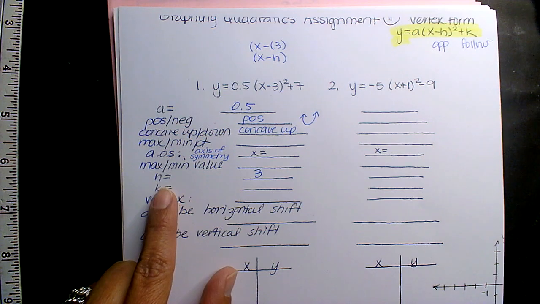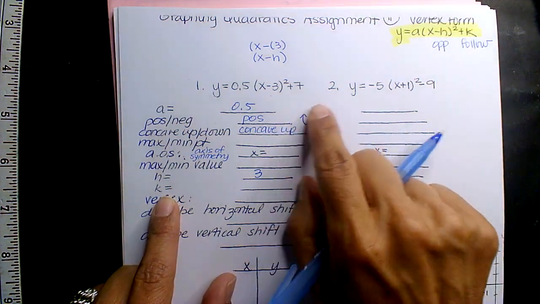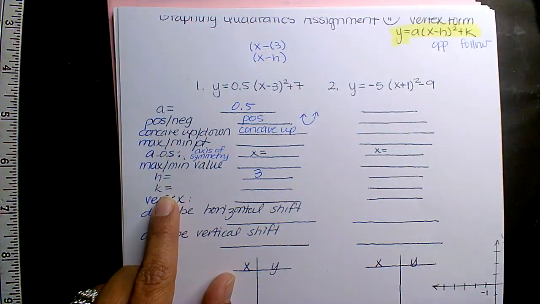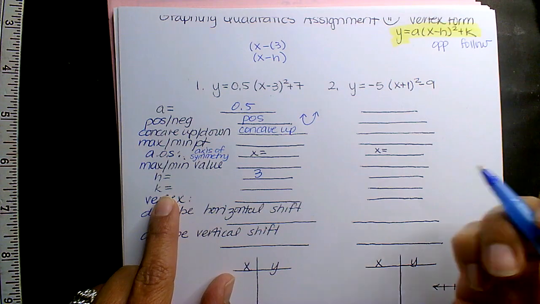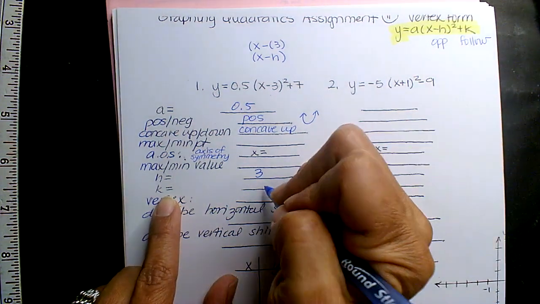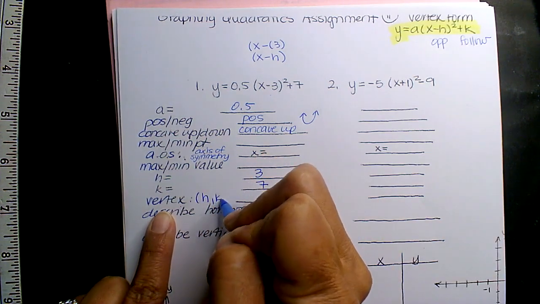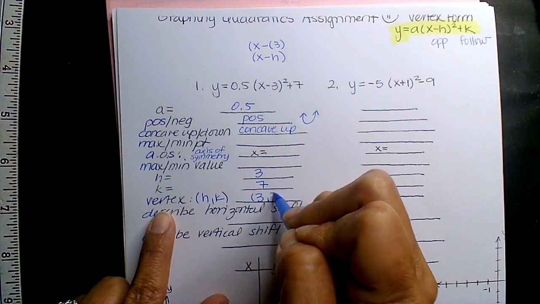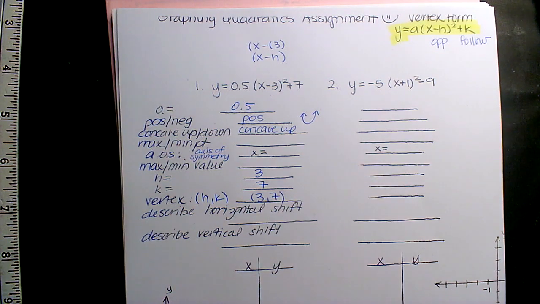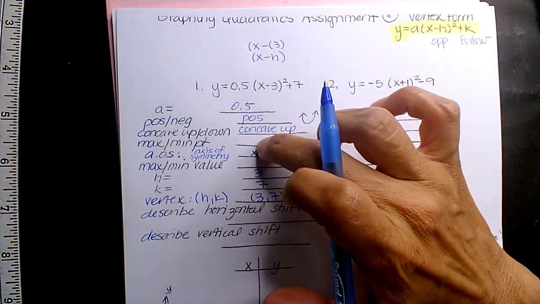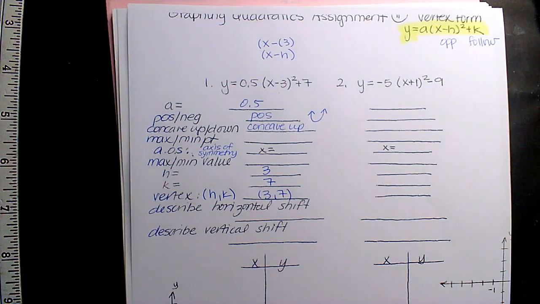Yeah? Okay. K value, you follow it because it's plus k. So whatever the number is, that's the value. So what's k? 7. Okay, so then my vertex is always (h, k), right? So it's just (3, 7). Okay, we'll do the horizontal shift, vertical shift, maximum value, maximum point. We'll come back to that after we graph it.